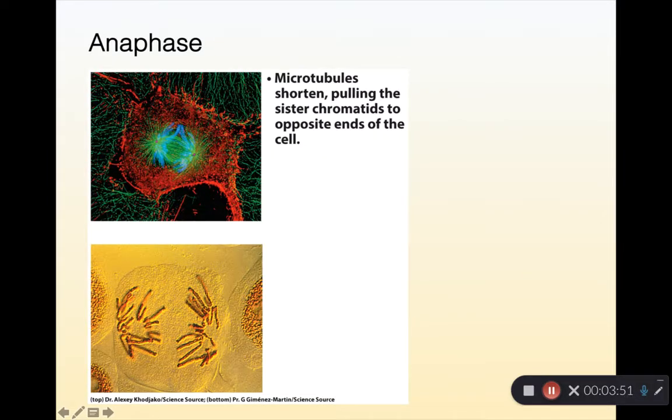And then you have anaphase, and this is where those microtubules start to shorten, and it pulls apart those sister chromatids to opposite ends of the cell. So where before we had these two sister chromatids together, they're being pulled apart to opposite ends of the cell, and this is anaphase.